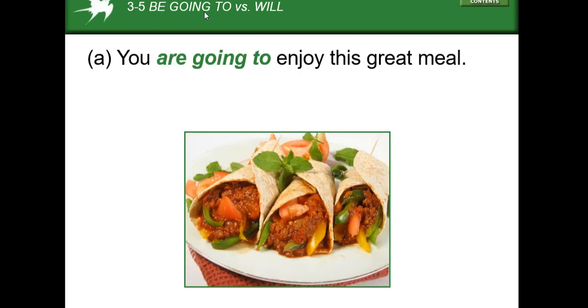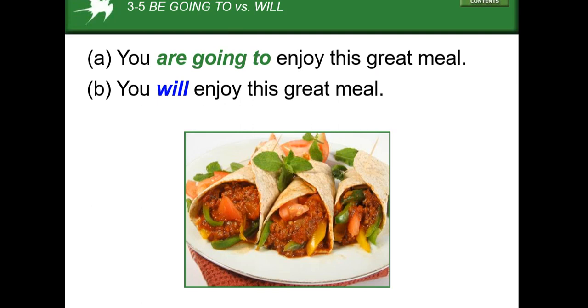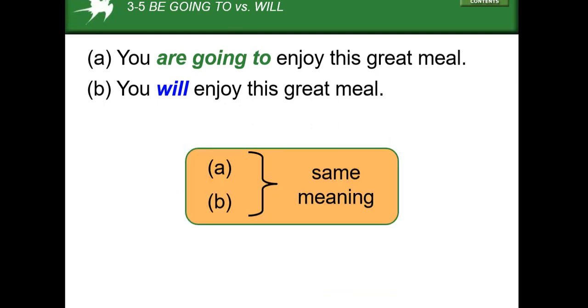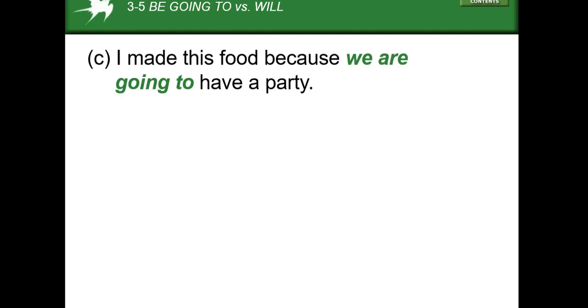Now, 3.5. Be going to versus will. A: You are going to enjoy this great meal. B: You will enjoy this great meal. So A and B have the same meaning. But what about C? I made this food because we are going to have a party.